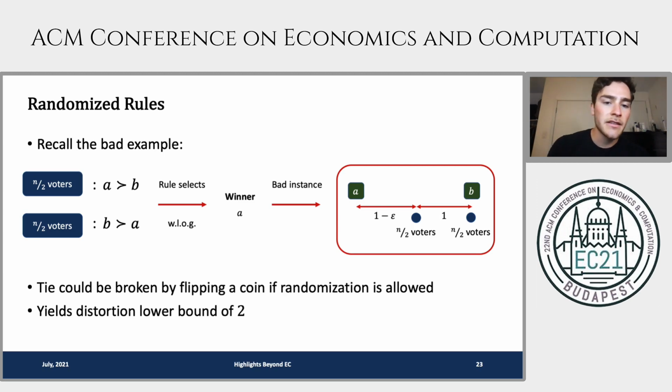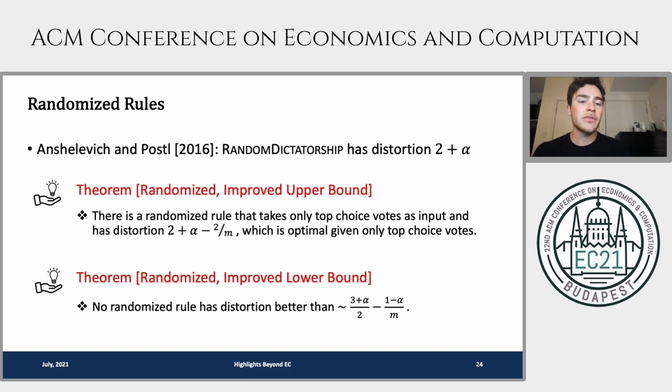What's interesting is that we don't actually know how to do much better than deterministic using randomized rules. So, for example, in the 2016 paper, Anshelevich and Postl showed that random dictatorship, which is just picking a voter at random and choosing their favorite candidate, achieves distortion 2 plus alpha. So using randomization, we were able to do as well as plurality matching.